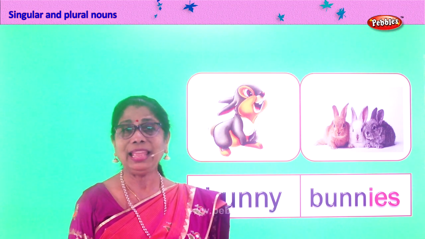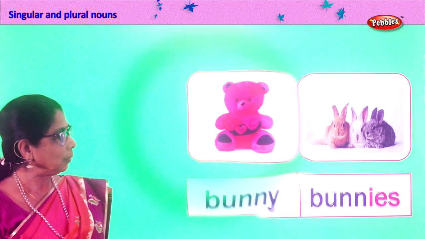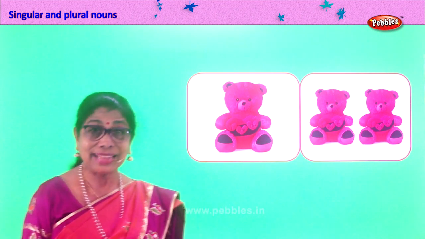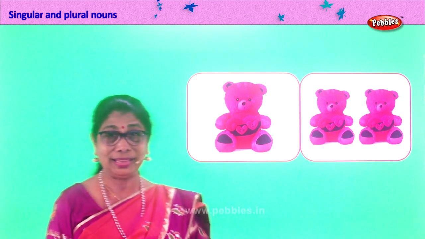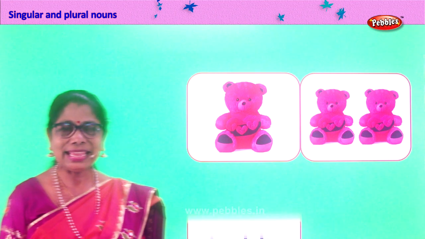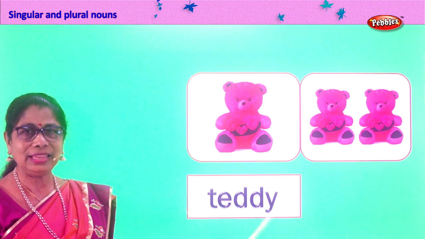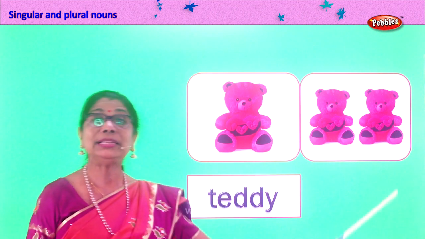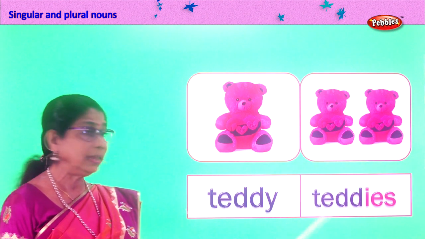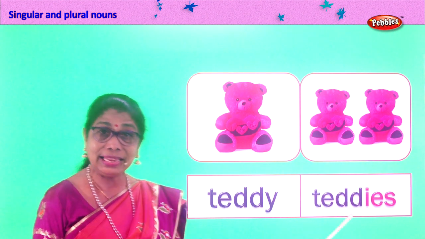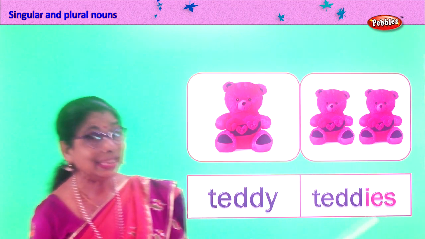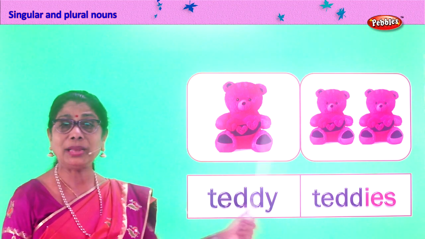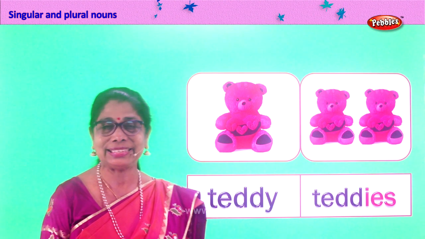Good. Let's look at another picture. See what we have here. Your favorite. You cuddle this when you go to bed. Teddy. We have one here and two here. Spell teddy. T-E-D-D-Y. Teddy. One teddy. Singular form teddy. Two teddies. We'll take away Y, add IES. T-E-D-D-I-E-S. Teddies. One teddy, two teddies. Good.